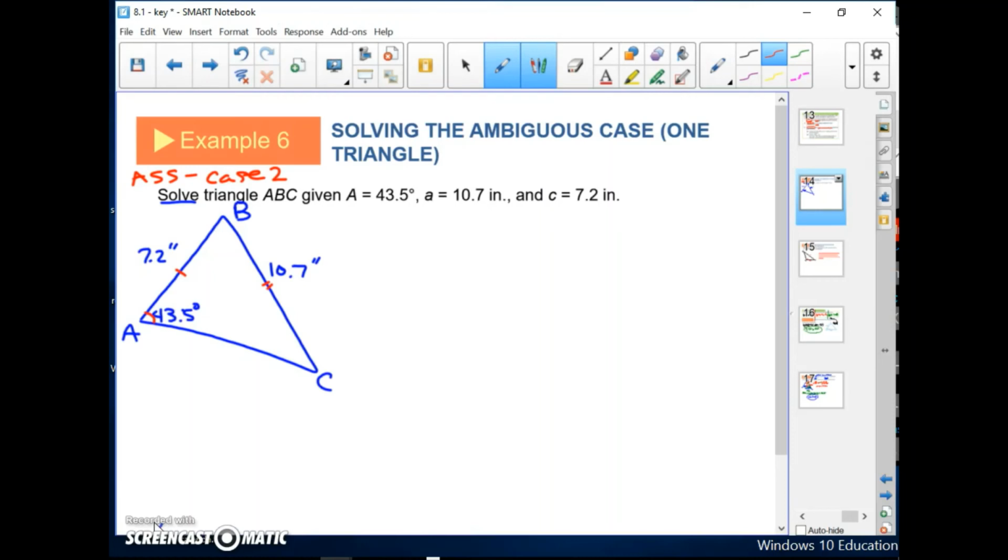So when I examine what I've got, these two numbers go together, and 7.2 is going to go with angle C. I'm going to start with angle C. Let's find angle C first, so use that law of sines. Remember, put your variable on the top and flip the equation upside down if you have to. Sine C over 7.2 equals sine of angle A, 43.5, over 10.7.